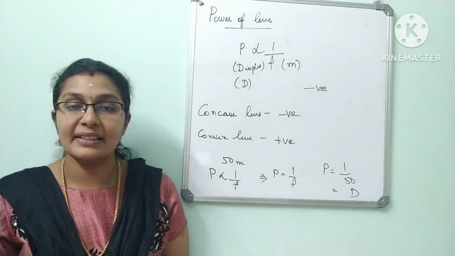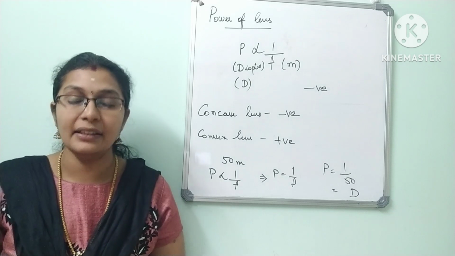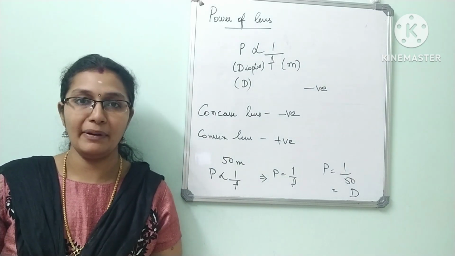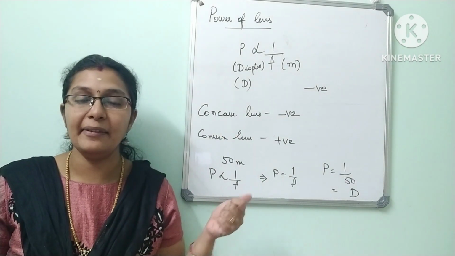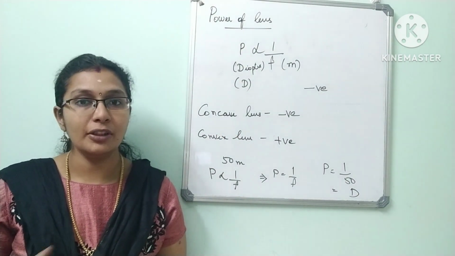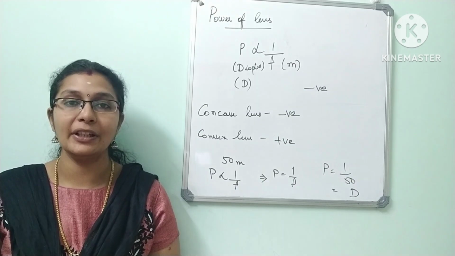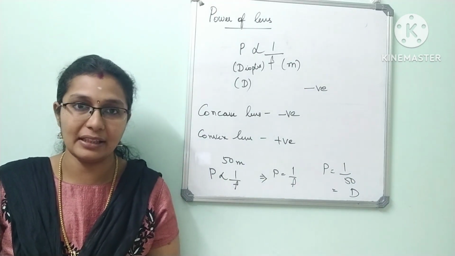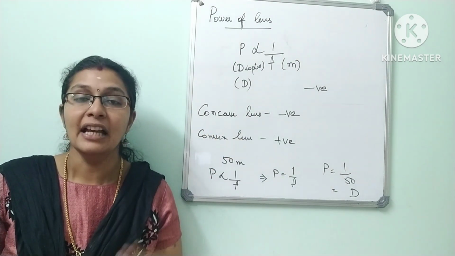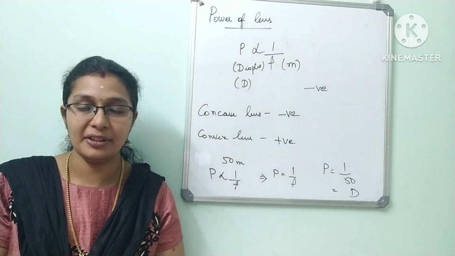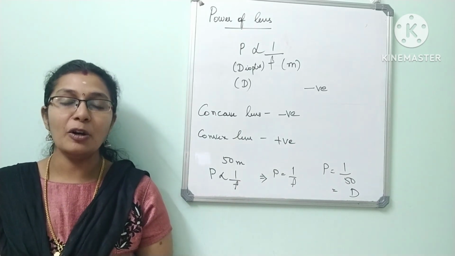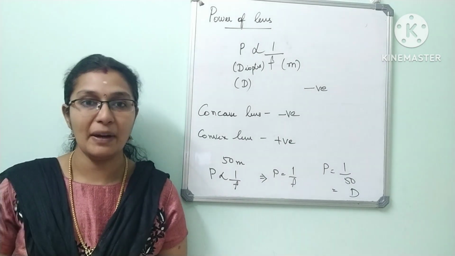Suppose your question contains focal length in centimeters. In that case you have to convert that into meters and find the power. Clear? Generally most of the people are using concave lens because they have negative power. That is, they are not able to see distant objects. Right? And with convex lens, they are not able to see nearby objects clearly. In that case they will use positive power. So I hope you are all clear with what is power of lens.